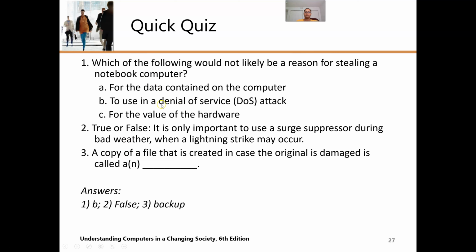If we want to do a denial of service attack, that's not one of the reasons for stealing a computer notebook. It is false that surge suppressors are used only during bad weather. As we already discussed, they could also be used for power or voltage fluctuations. A copy of a file which is created in case the original is damaged is called a backup. Always have a copy. A backup is basically a copy or a duplicate of whatever is currently working software or the last working application.